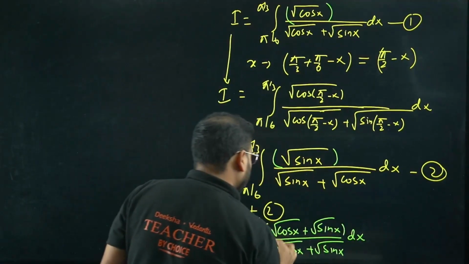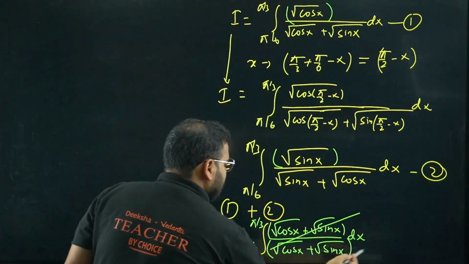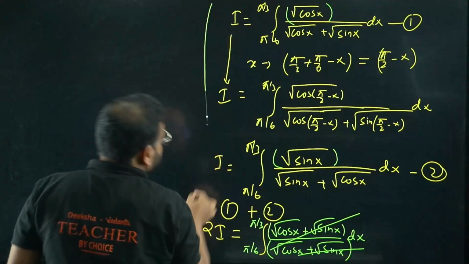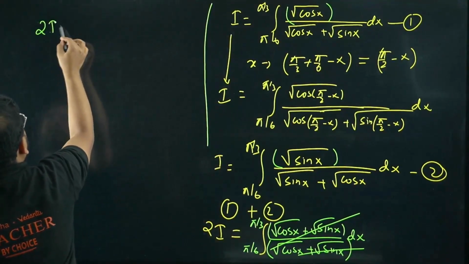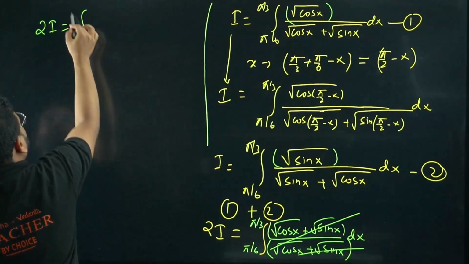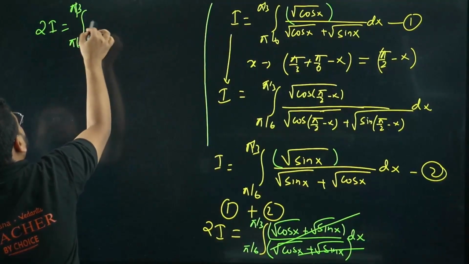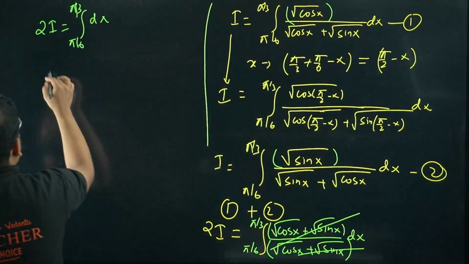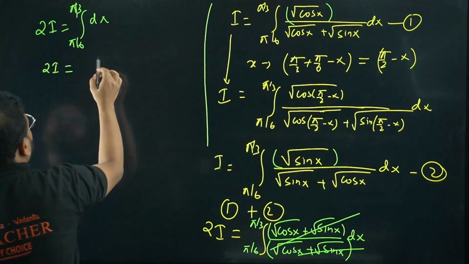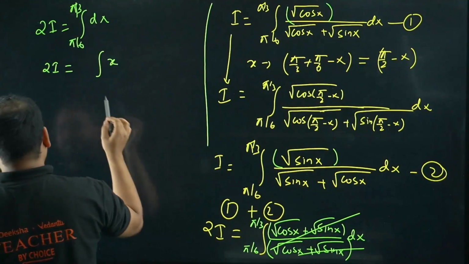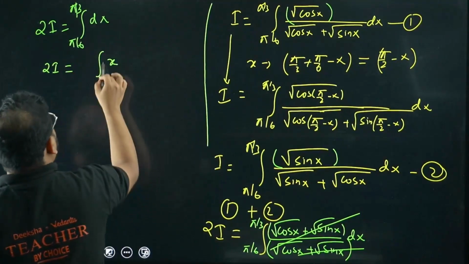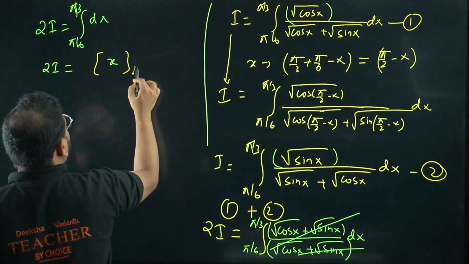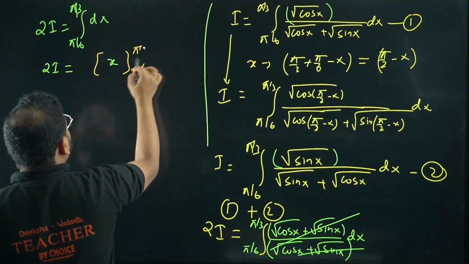Take this in the bracket and cancel them like this. Same thing, right? So what I'm getting over here is 2I equals to integral from pi by 6 to pi by 3, and we have nothing left but dx. So 2I will become x, right? Integral of dx is x. From where to where? From pi by 6 to pi by 3.